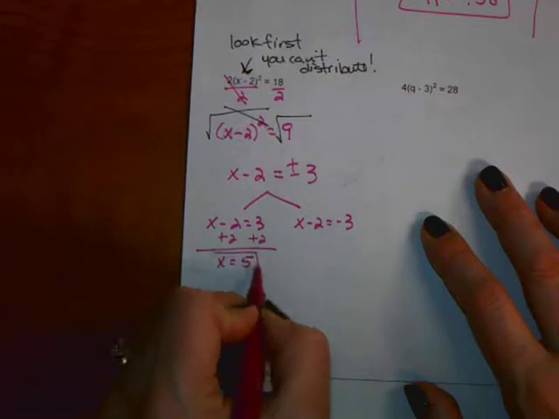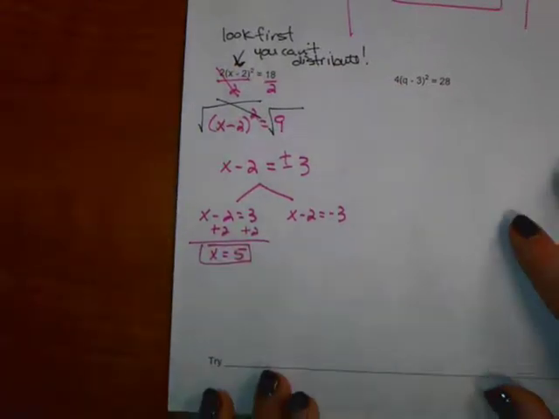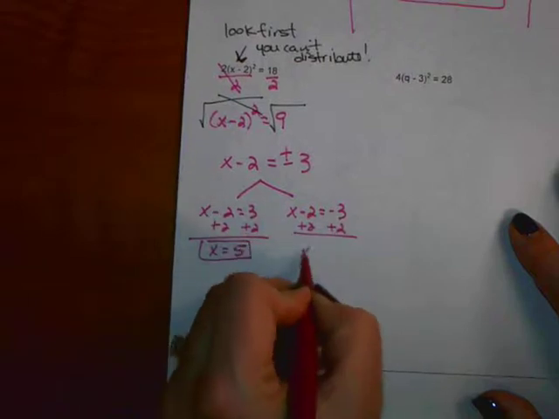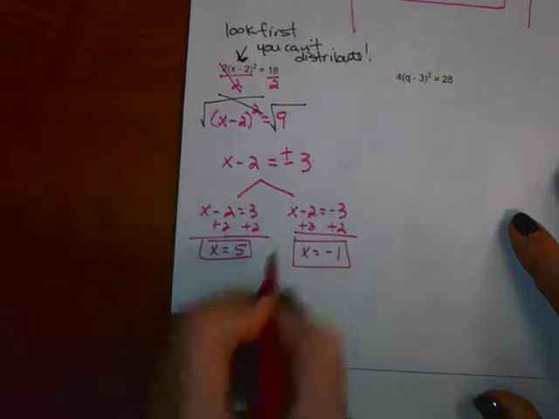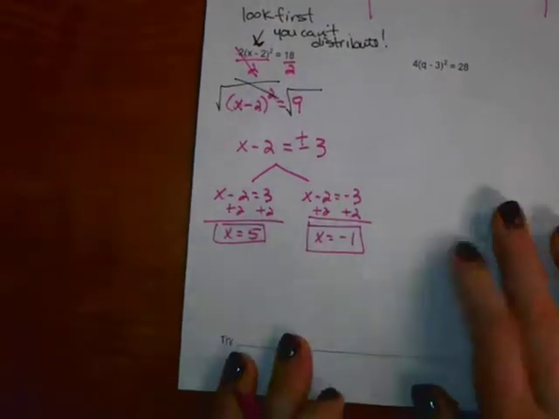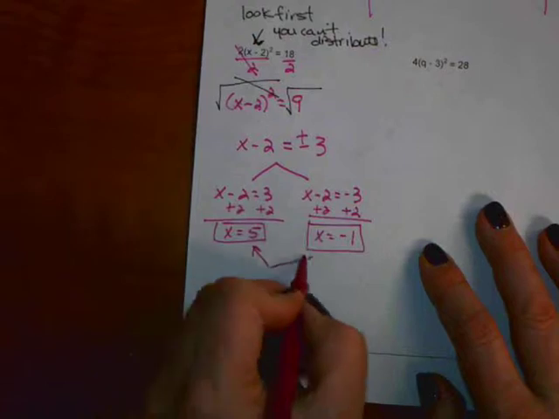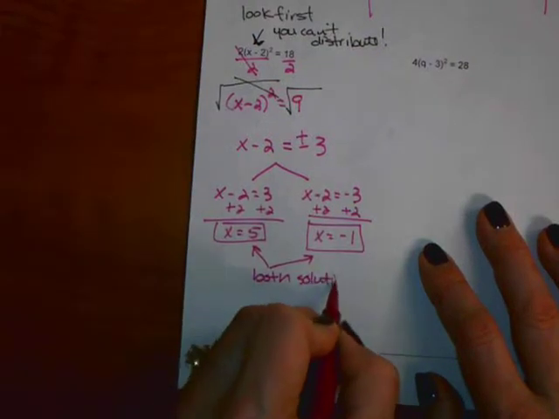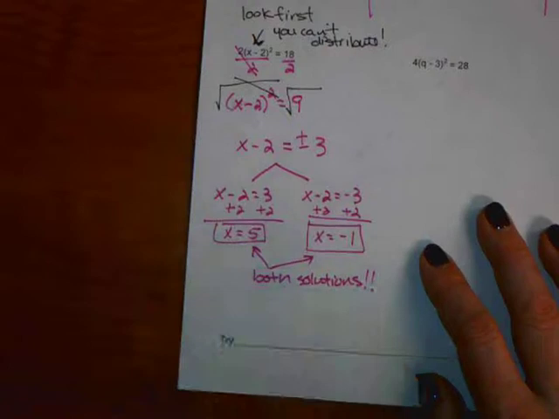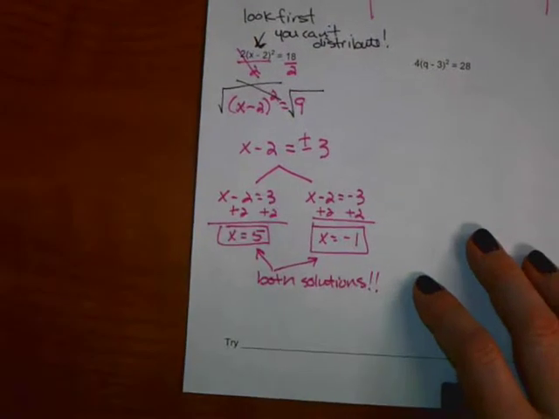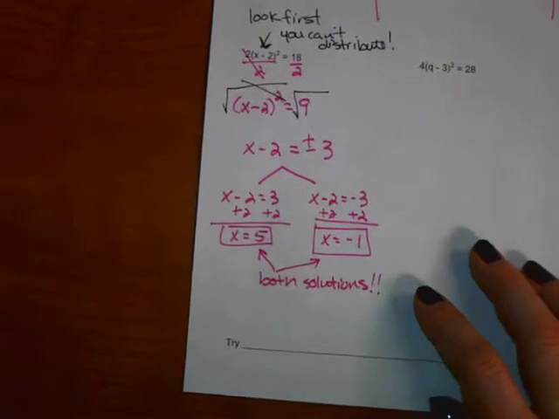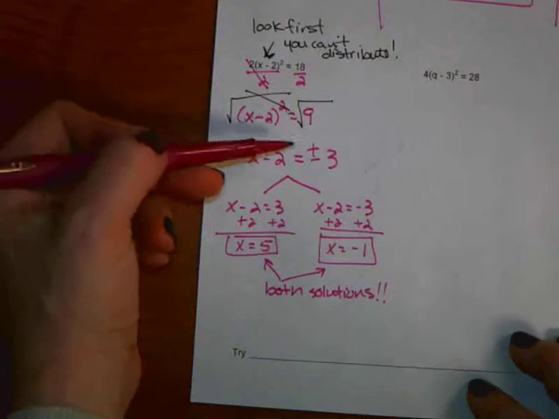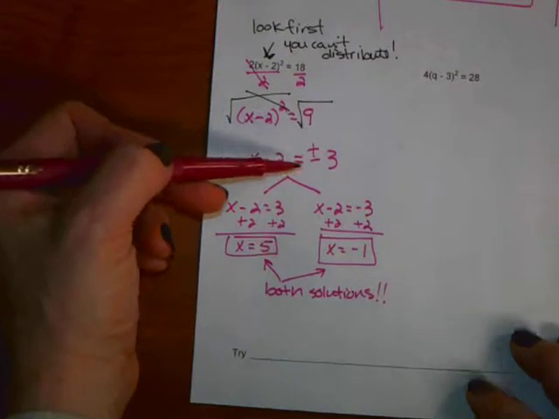So I add 2 to both sides. X equals 5. And add 2. X equals negative 1. So these are both solutions. Okay, that's kind of where that plus and minus comes in. When you insert that square root to solve, you have to consider that there's both versions here.